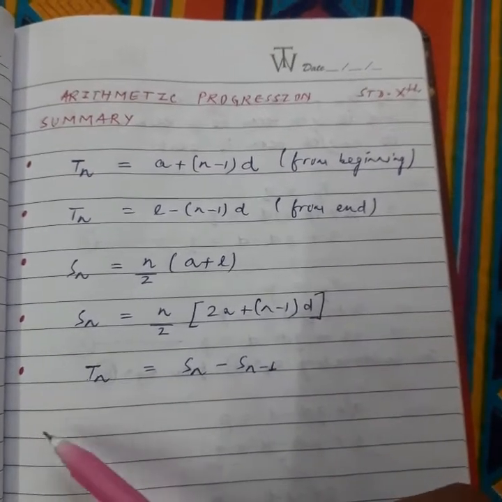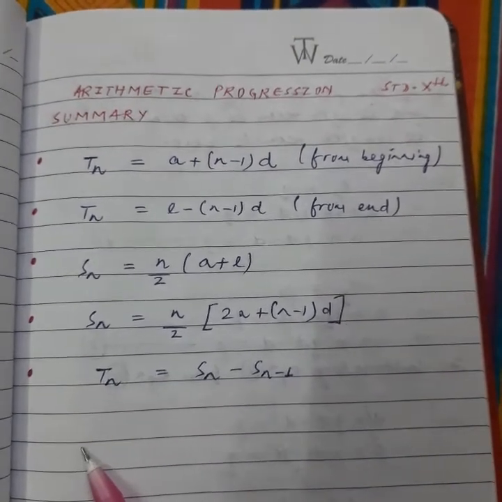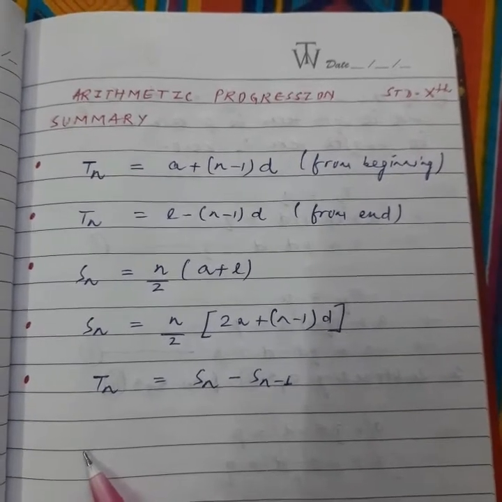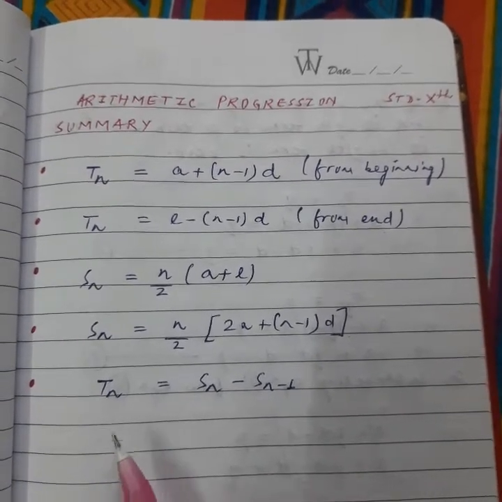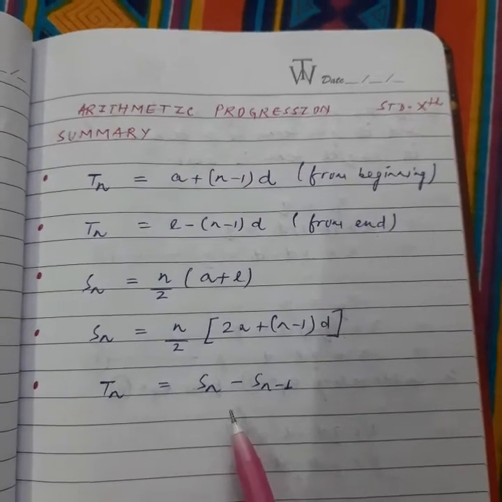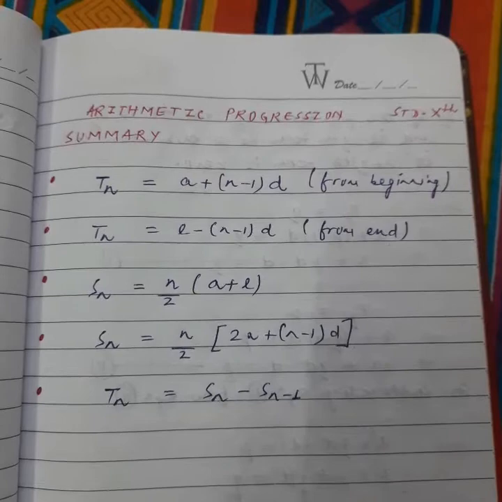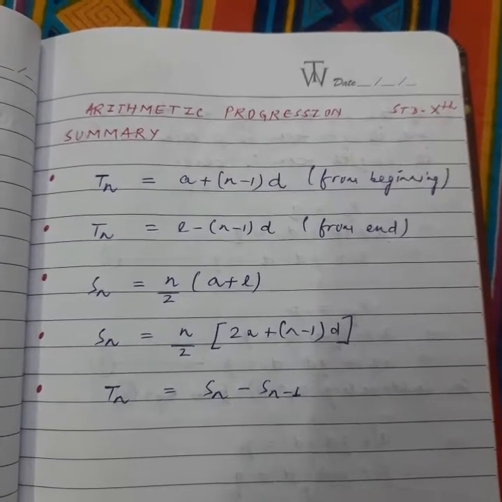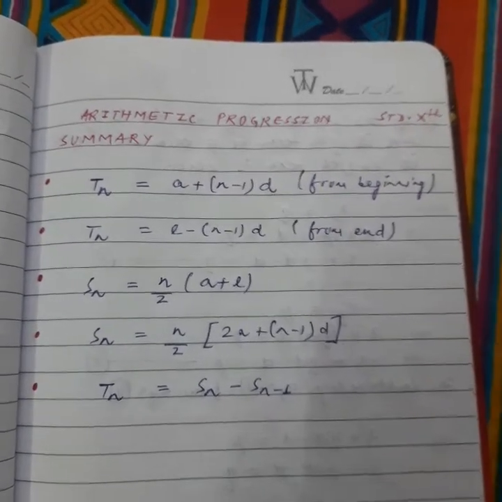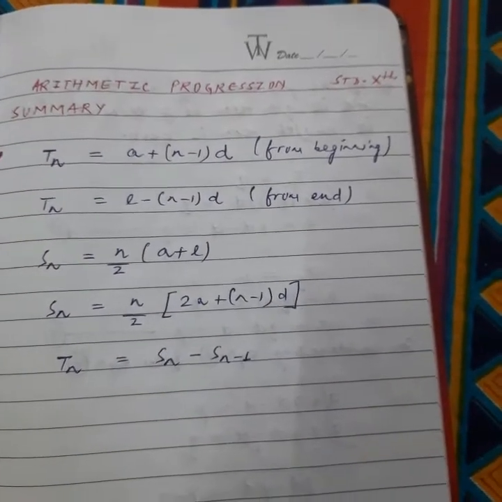We can also calculate the nth term of an AP when the question is given in terms of the sum of n terms. That is by the formula Sn minus Sn minus 1. So these are the 5 formulas which will be helpful for your topic. So let us discuss some problems based on these formulas.